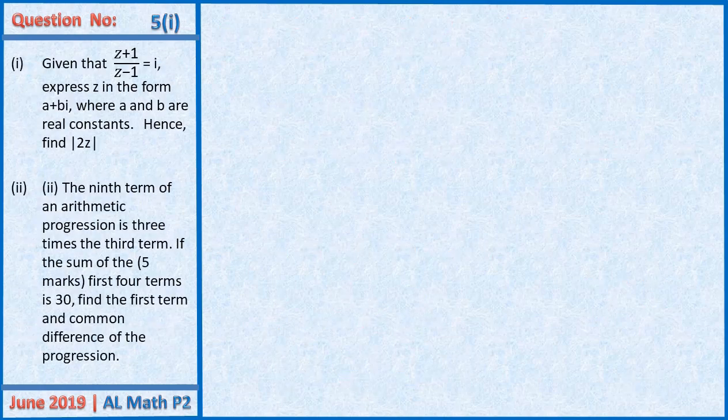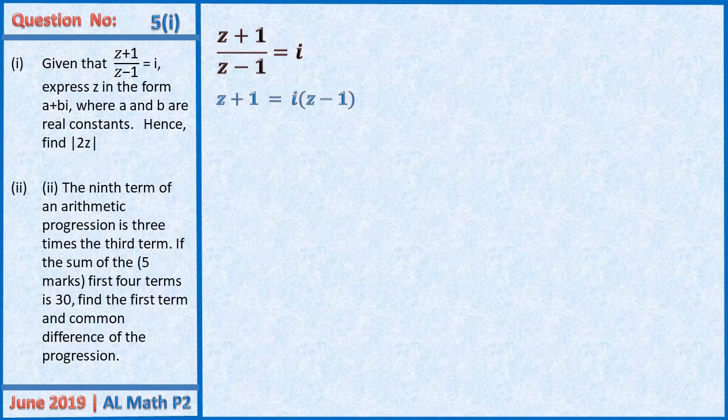So question 5, we have that complex number: express z in the form a plus bi, where a and b are real constants. Hence, find the absolute value of 2z. So (z plus 1) on (z minus 1) is equal to i. We multiply all through by z minus 1. You have z plus 1 is equal to i into (z minus 1). Bringing like terms together, we have z minus iz equals minus 1 minus i. Factorizing, we will have z into (1 minus i) equal to minus 1 minus i. And z will be equal to (minus 1 minus i) on (1 minus i).